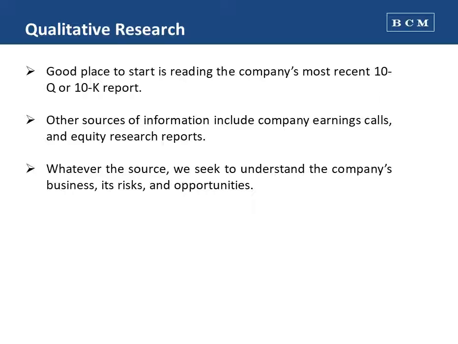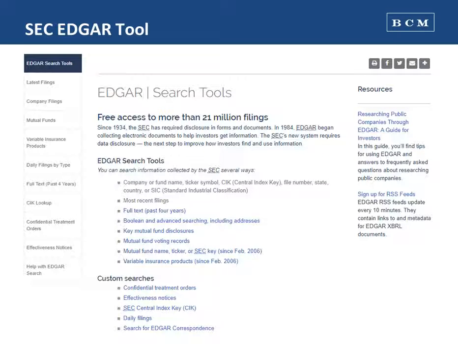The second part of our framework is qualitative research, which is using our judgment to evaluate things that cannot be easily quantified. Some good sources for qualitative information include company reports, conference calls, analyst reports, and regardless of where we look, remember the goal is to just understand the company, its business, its risks and opportunities. Now, you've heard me talk about the SEC EDGAR tool a lot of times, and this is what it actually looks like when you go to the web page.